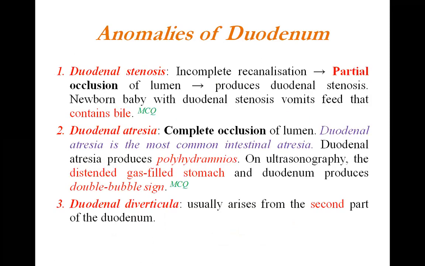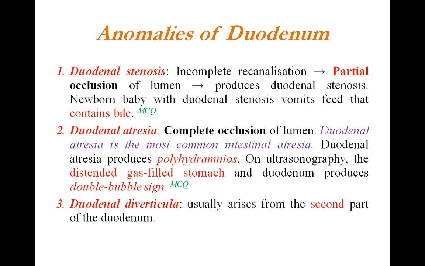Now there are certain anomalies of the duodenum. The first one is duodenal stenosis. It is mainly due to incomplete recanalization or partial occlusion of the lumen. A newborn baby with duodenal stenosis vomits feed that contains bile. This differentiates it from hypertrophic pyloric stenosis.